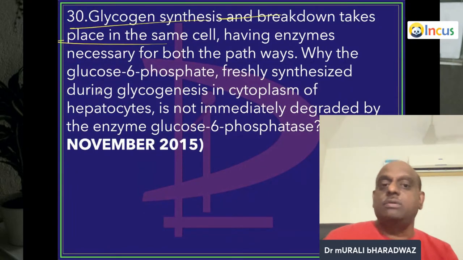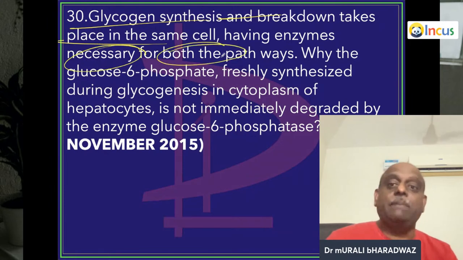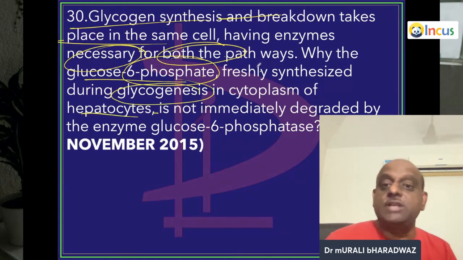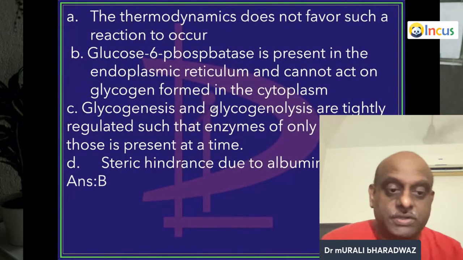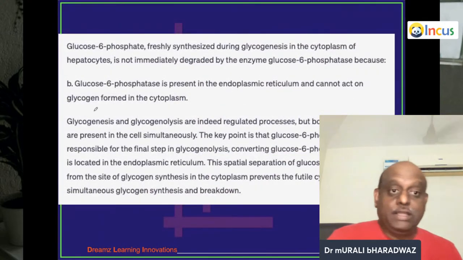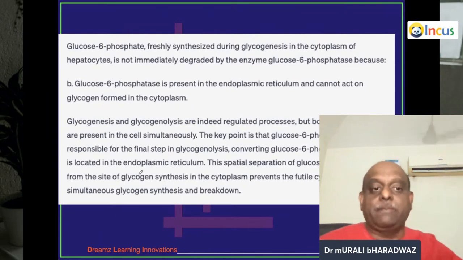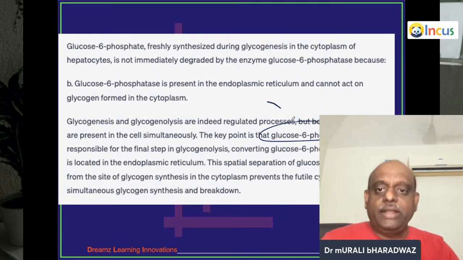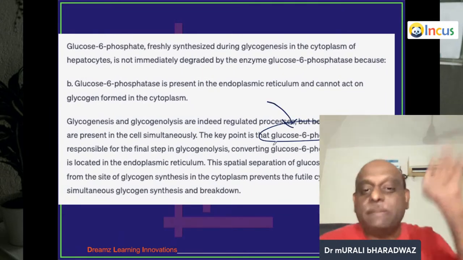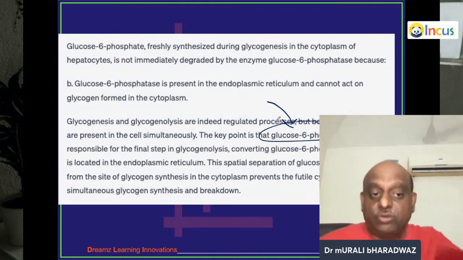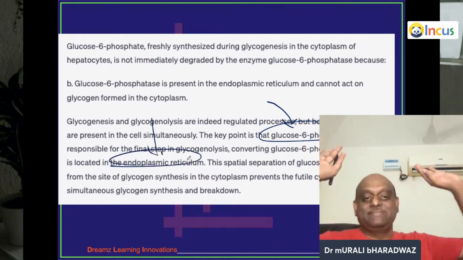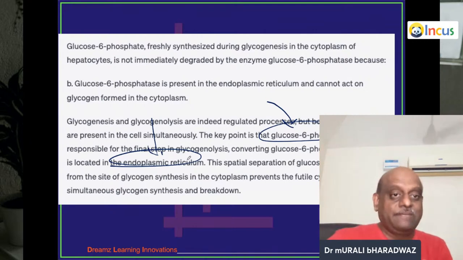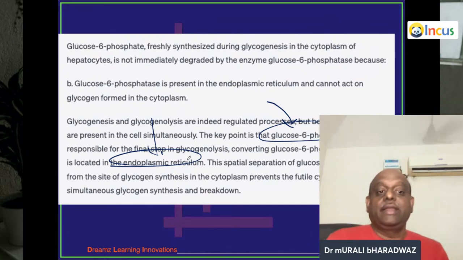Glycogen synthesis and breakdown have enzymes necessary for both the pathways. But why is the glucose-6-phosphate freshly synthesized during glycogenesis in the cytoplasm of hepatocytes not immediately degraded? Because God has planned very well. Glycogenesis and glycogenolysis are both regulatory processes. The same steps are involved, one in the forward direction, one in the reverse direction. But the main point is that glucose-6-phosphatase, which is the final step of glycogenolysis, converting glucose-6-phosphate to glucose, is in the endoplasmic reticulum. That's a compartmental difference between glycogen synthesis and glycogenolysis. So, that's the reason it won't be wasted.